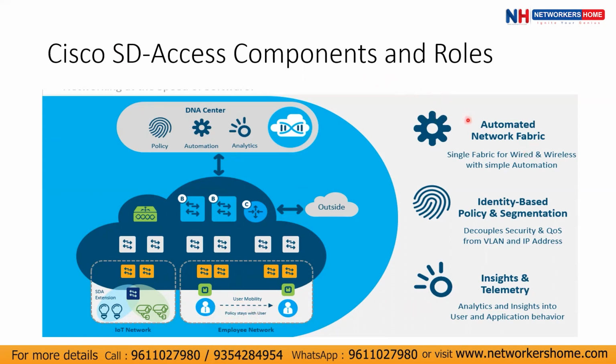The main use case is an automated network fabric, where you can create the fabric within the DNS Center. Everything is automated. Some of the configuration you need to do manually, that is, the configuration outside of the fabric, like the connection to your data center, the connection to your internet, right? The connection to your DMZ zone, that connection you need to do manually. Rest, everything is automated inside the fabric.